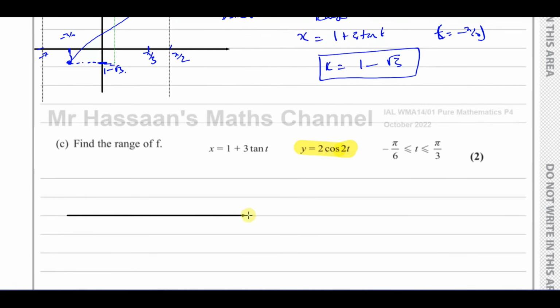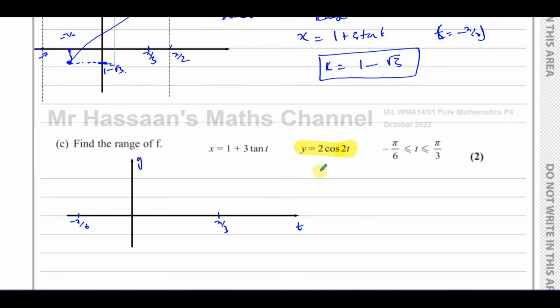We've got this is going to be our t-axis, and then we also have our y-axis. Sorry, this is y this time. This is y against t. So we have y against t to find the range. Now, between minus pi over 6 and pi over 3. So I'll put minus pi over 6 and up to pi over 3.